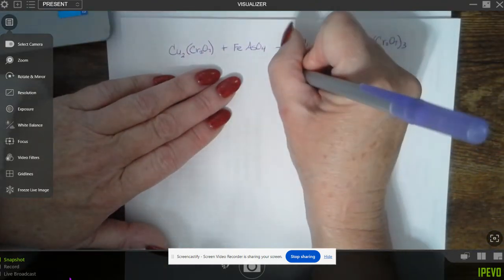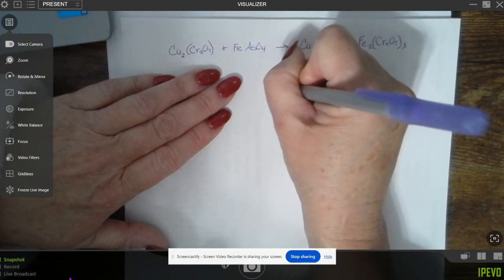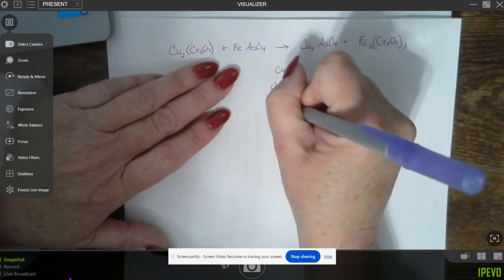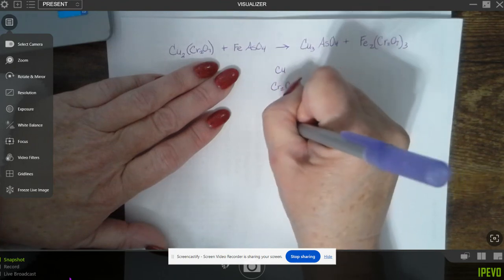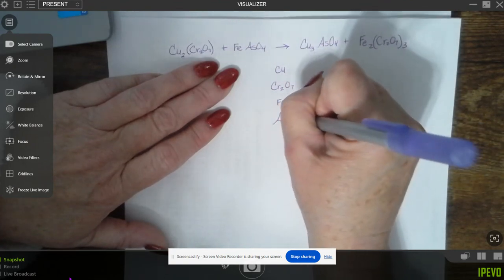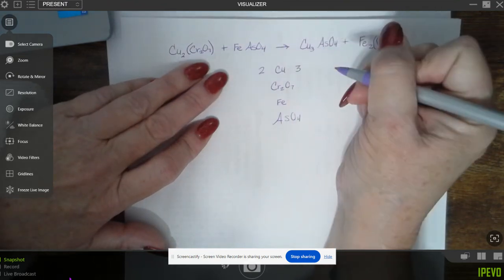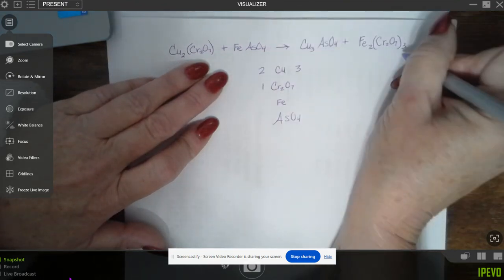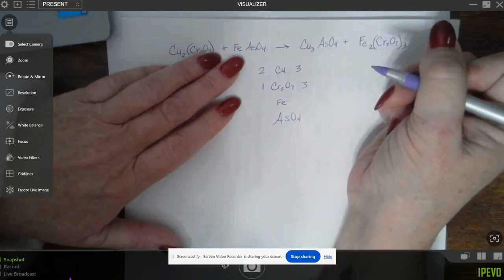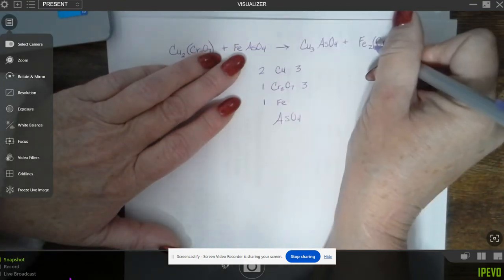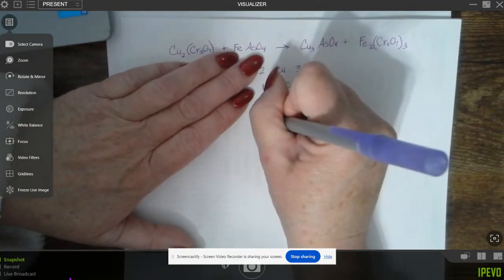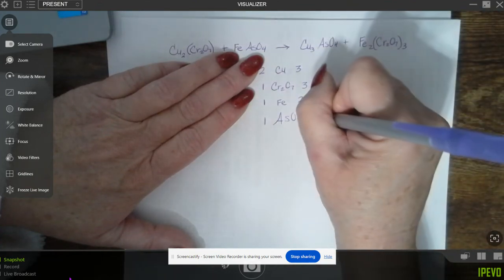So we have copper, we have dichromate, we have iron, and we have arsenate. All right, so 2, 3. We have 1 dichromate here. We have 3 dichromate there. We have an iron. Over here we have 2 iron. Here we have 1 arsenate. Here we have 1 arsenate.